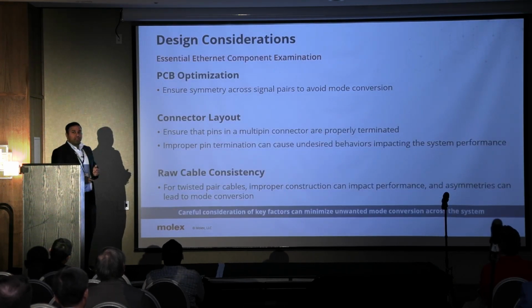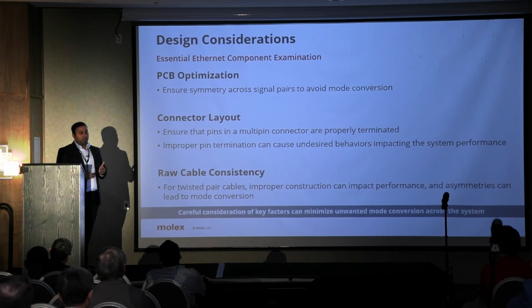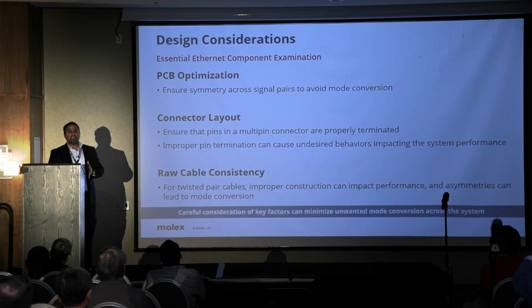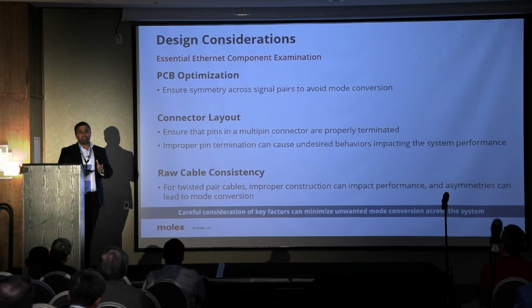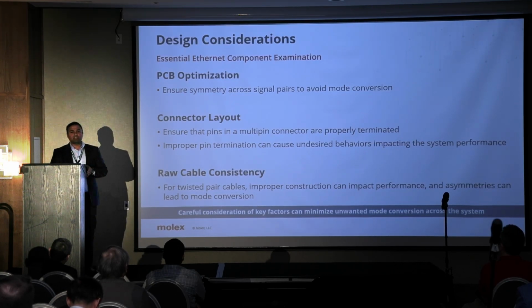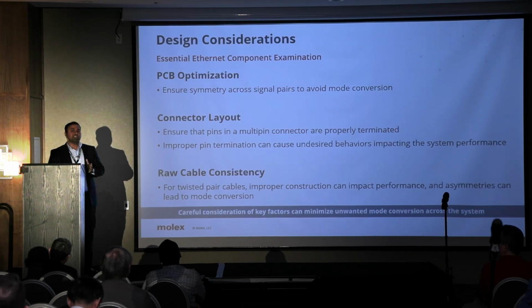So it is very important to consider every parameter that can lead to problems, and that's why it is very important to mitigate around those areas. Because in Ethernet, everything is very crucial to look at: PCB optimization, connector layout, and raw cable consistency are the major portions that cover a lot of this link segment, and each is critically important.